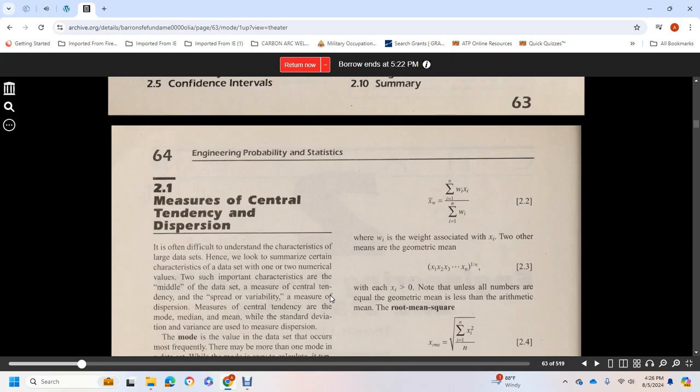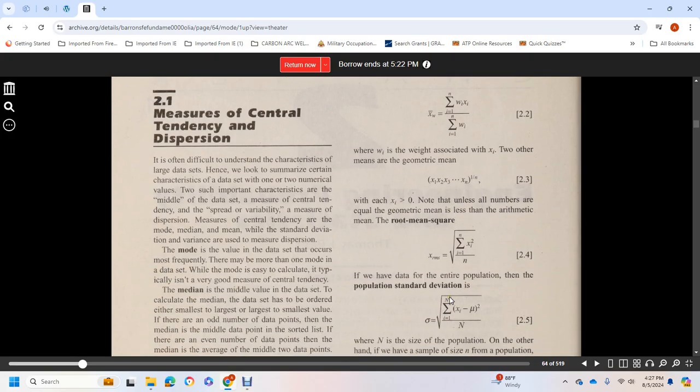Alright, where w is a weight associated with each x sub i, is another form of mean. The geometric mean is the nth root of x1 times x2 times x3 up to xn, with each x sub i a number greater than 0. Unless all the numbers are equal, the geometric mean is less than the arithmetic mean. The root mean square is the square root of the sum of the x sub i squared over n.